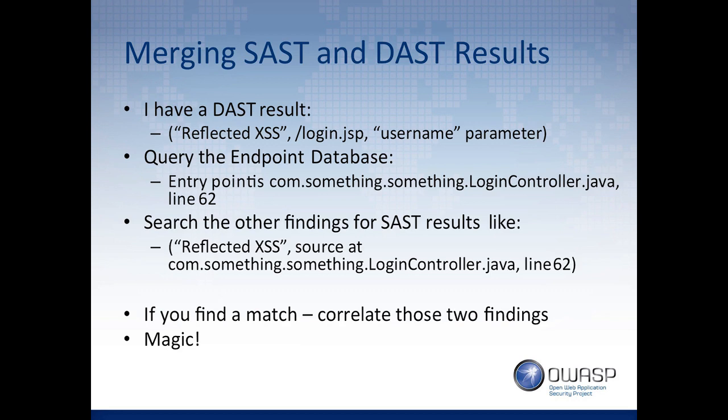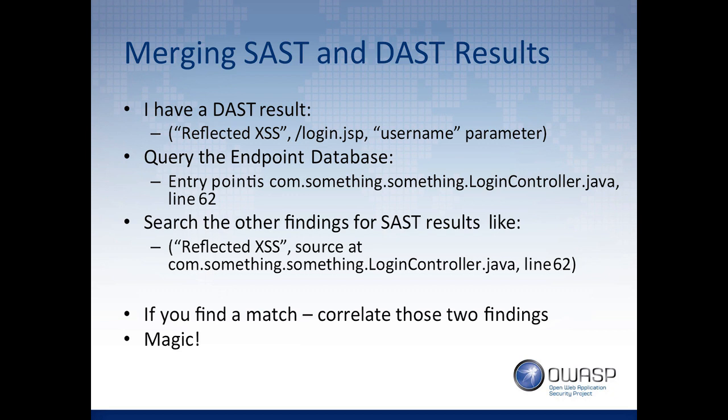So to accomplish our original goal, which was to merge and correlate these static and dynamic results, you can essentially say, I have a dynamic result: a reflected cross-site scripting vulnerability at the relative URL login.jsp, for the username parameter. Then I query the endpoint database, and it says this is a Java Spring application, so that endpoint maps to the entry point in the code of com.whatever.whatever.logincontroller.java at line 62. Then we can look through the static results and try to identify whether we have a reflected cross-site scripting vulnerability where that source function is in logincontroller.java at line 62.